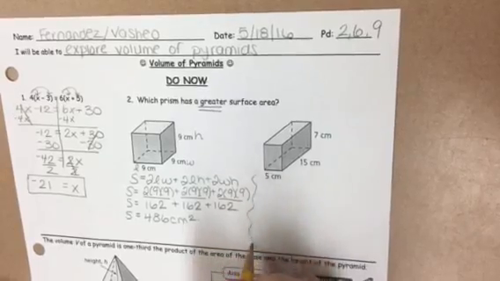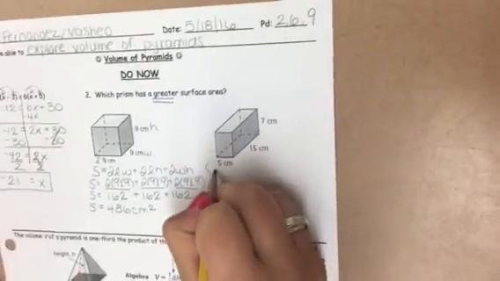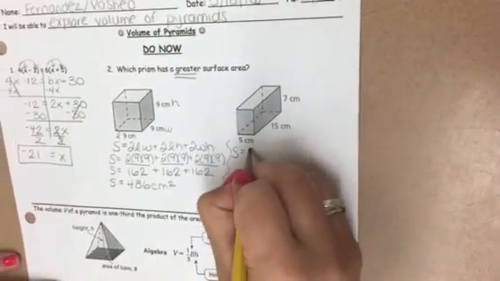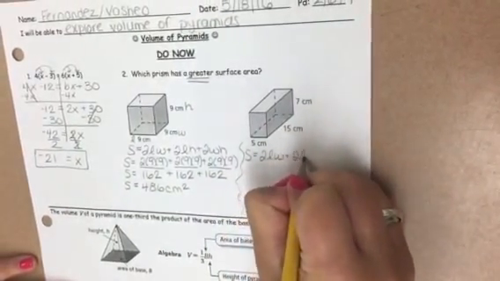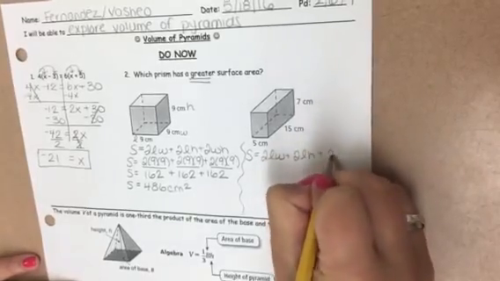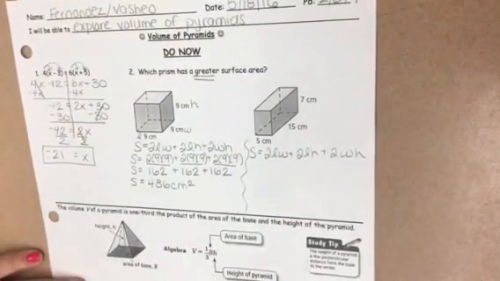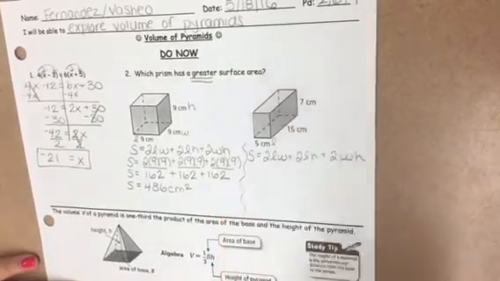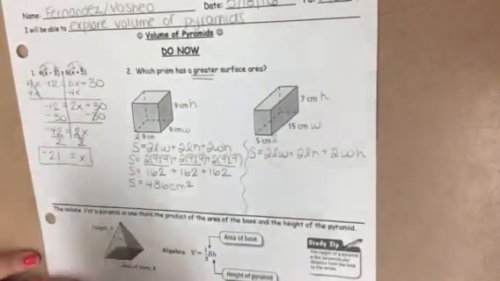We need to compare that to the surface area of our next figure. So we first write our formula. S equals 2 length times width plus 2 length times height plus 2 width times height. Now we need to label our figure. 5 is the length, 15 is the width, and 7 is the height.